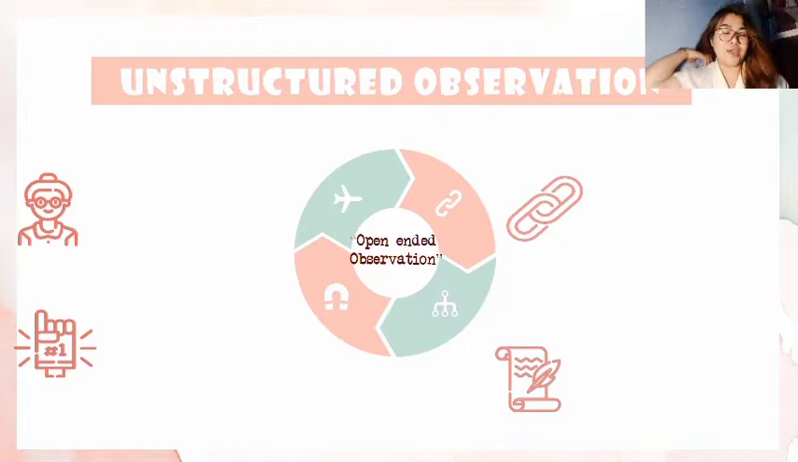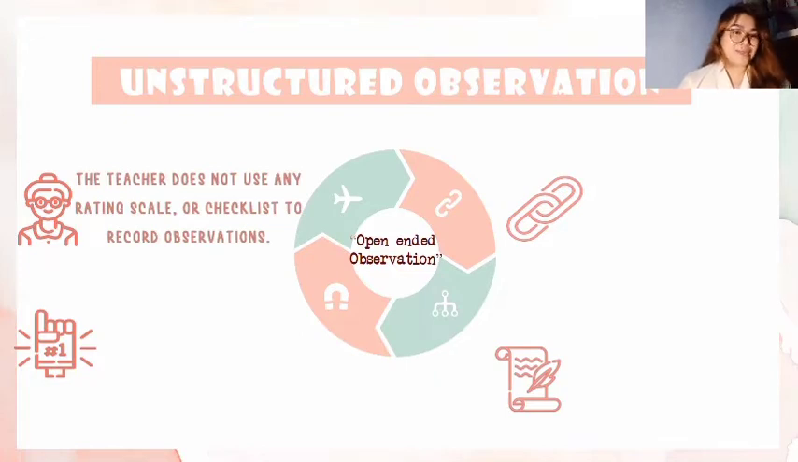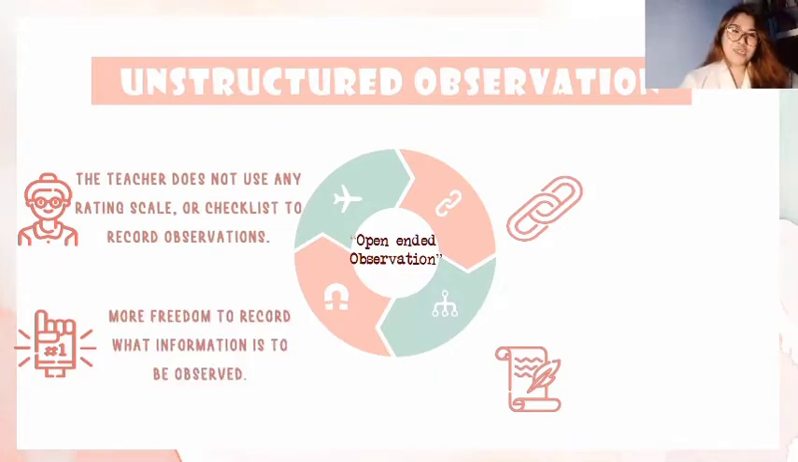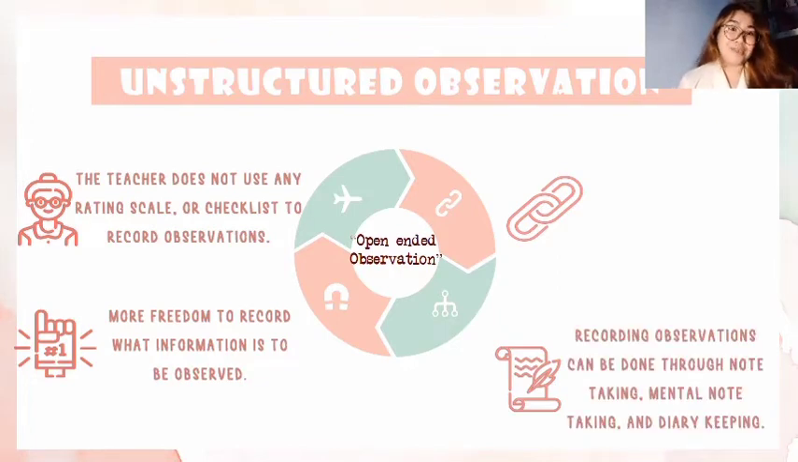Unstructured observation is also known as the open-ended observation. Here, the teacher does not use any rating scale or checklist to record observations. It allows the teacher more freedom to record what information is to be observed and how it is recorded. Recording observations can be done through note-taking, mental note-taking, or diary keeping.